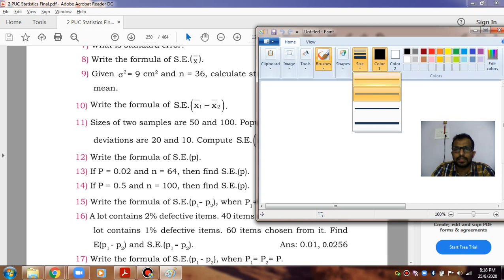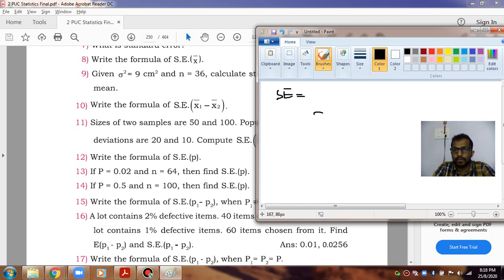What is the formula, students? Difference of means. What is the formula? SE equals square root of sigma 1 square divided by n1 plus sigma 2 square divided by n2. Very simple. That's it, students. So simple answer.